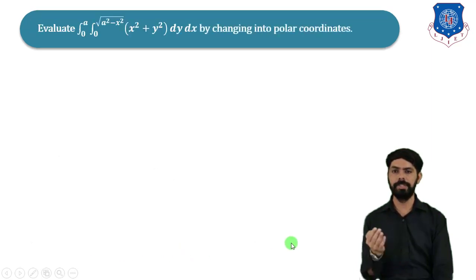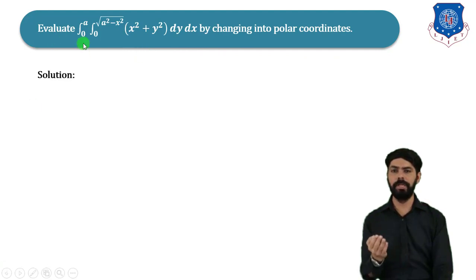Now we will discuss an example related to this, that is evaluate integration from 0 to a, then integration from 0 to under root a square minus x square, of x square plus y square dy dx by changing into polar coordinates. So here we will have to evaluate this integration by changing into polar coordinates.